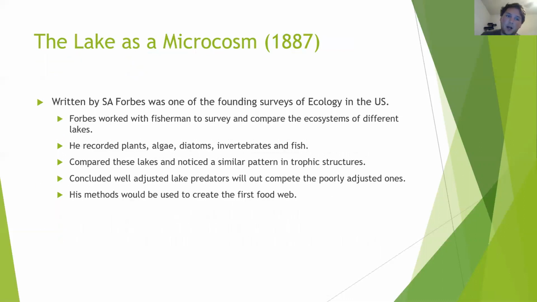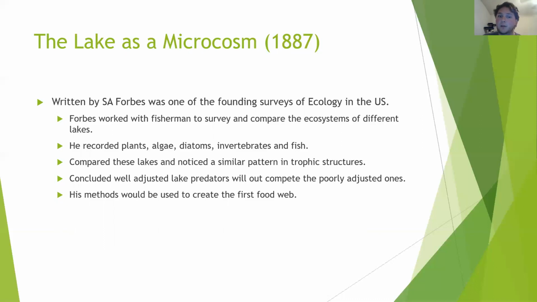And so then you have The Lake as a Microcosm by S.A. Forbes, which I think is an extremely important ecology paper for US ecologists, because it was one of the first surveys where Forbes went through and records the plants, algae, diatoms, invertebrates, fish, everything in these lakes, and compares them historically to one another, and notices that there's a pattern, that there's a trophic pattern specifically, that you're getting a ton of invertebrates, which get eaten by a ton of small fish, which get eaten by fewer medium fish, and then fewer large fish on top of that. So you kind of have this cascading effect.